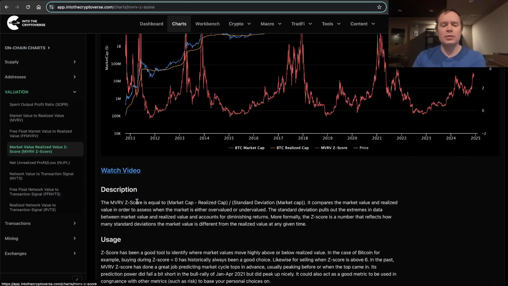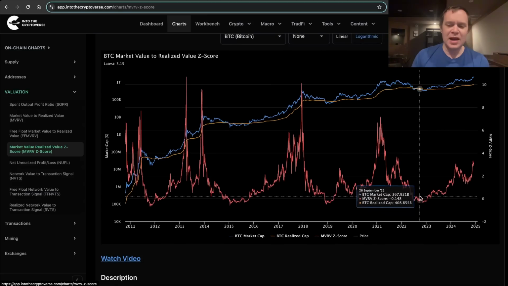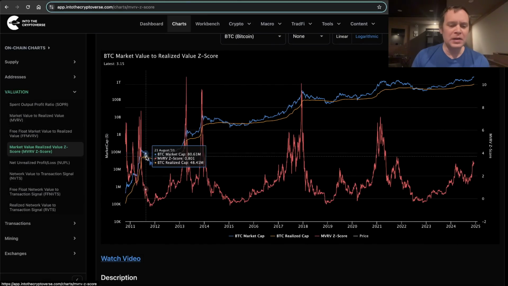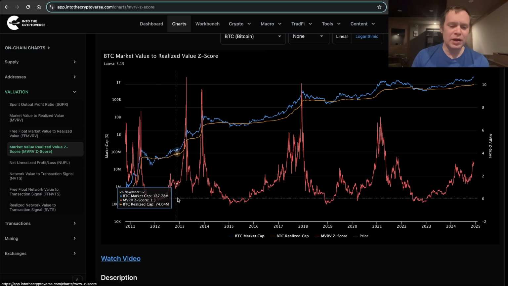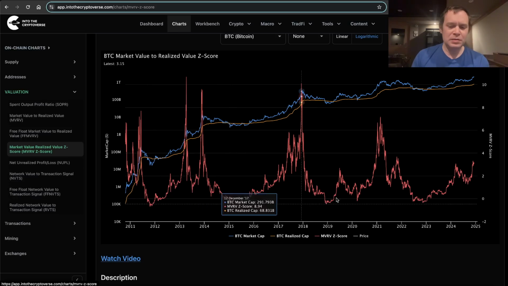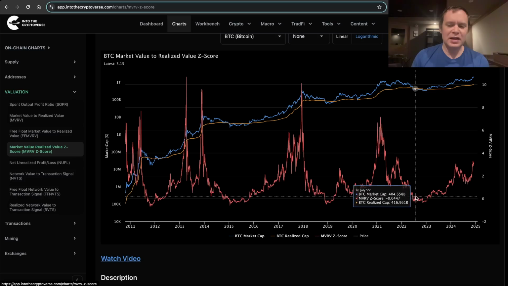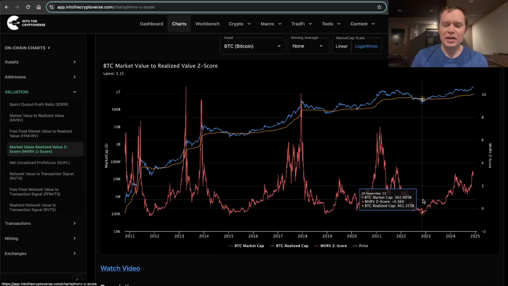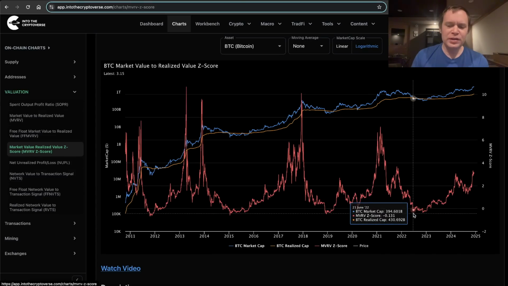Now, the MVRV Z-score is simply equal to the market cap of Bitcoin minus the realized cap, divided by the standard deviation of the market cap. So the cool thing about this metric is that whenever the market cap of Bitcoin goes below the realized cap, that tends to mark market cycle bottoms, right? You can see in 2011, 2015, 2018, and then again in 2022. Whenever you see that go below zero, that's historically been a low or pretty close to it.